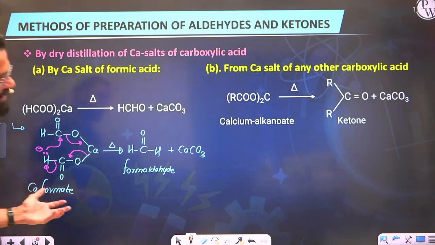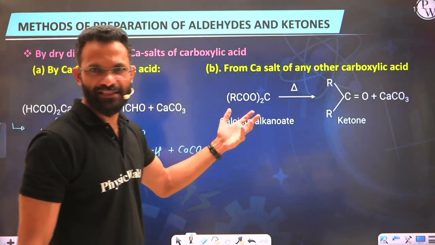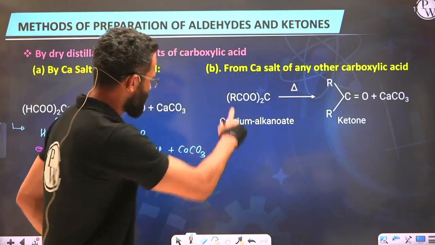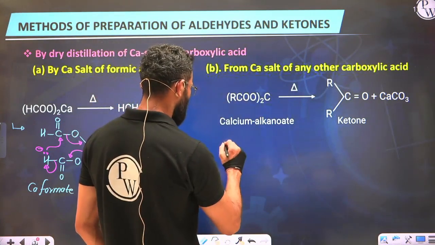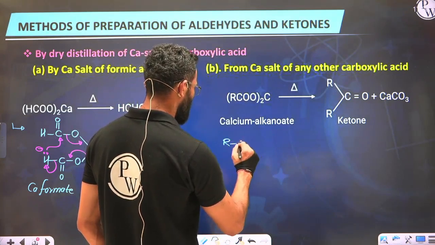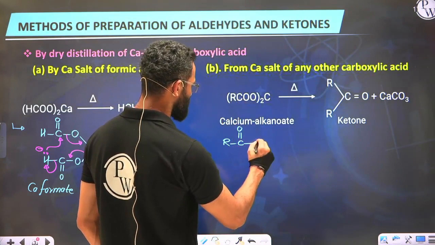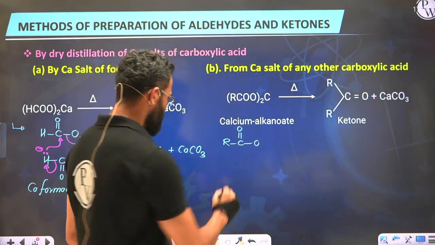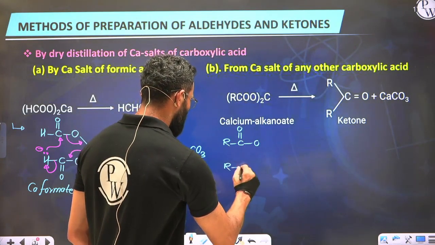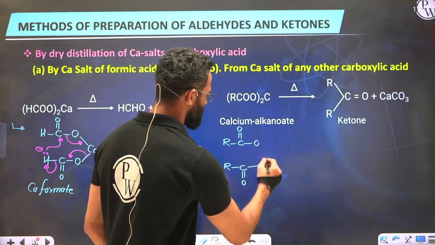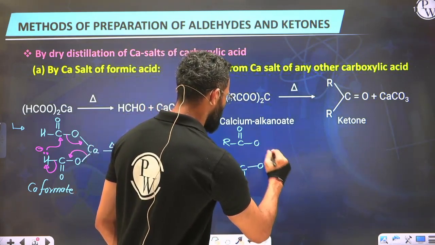Similarly, now let's say we have got calcium salt of some carboxylic acid. You can call it calcium carboxylate or calcium alkanoate. Structurally, we can also represent it this way. RC double bond O, RC double bond O, one more O. So that's a carboxylate ion. Let's take one more carboxylate ion, RC double bond O and O. Now these anions will be connected to calcium.